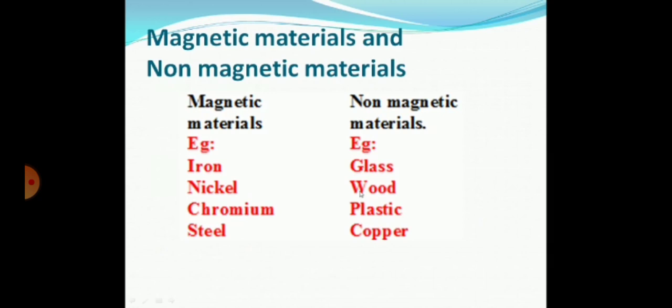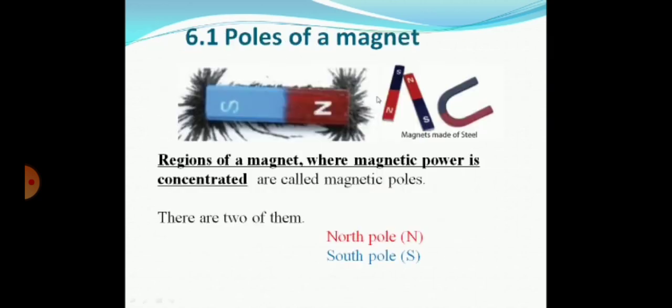There are also some metals under non-magnetic materials such as copper, lead, aluminium. These are not attracted to the magnet. That's why we categorize them as non-magnetic materials.